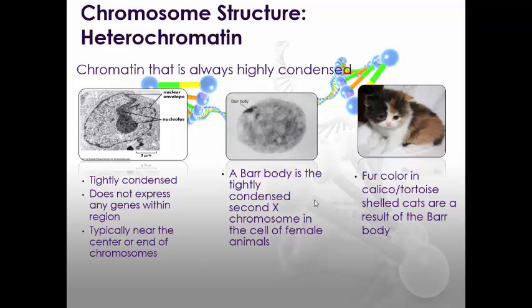These regions of the chromosomes are so tightly packed that most of the DNA sequence within these regions does not code for anything, and in fact, if a gene is accidentally packed into the chromatin region, it will never be expressed in the cell. An example of heterochromatin are bar bodies.